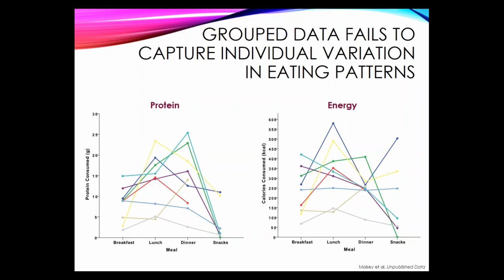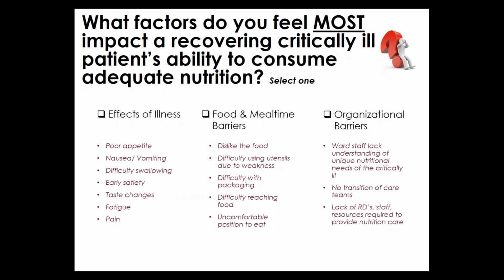So what do we think is driving poor intake? So have a look, and we can pull up the poll here, but what group of factors do you think would most impact a recovering critically ill patient's ability to consume adequate nutrition? Would this be the effects of illness, food and mealtime barriers, organizational barriers? And I want you to think about what you think would most impact intake.